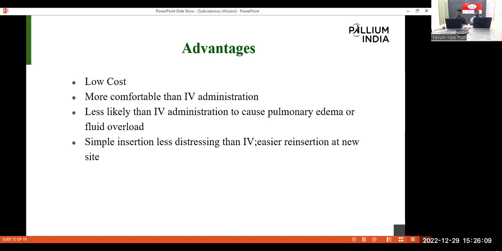Then there is simple insertion also. Just imagine how many painful steps we go through while doing IV cannulation. After selecting the area, we need to tie a tourniquet, with the support of our coworker, on that area. After pricking, if the patency is not there, we need to reinsert at another site. Again, we continue this painful procedure throughout the IV cannulation.